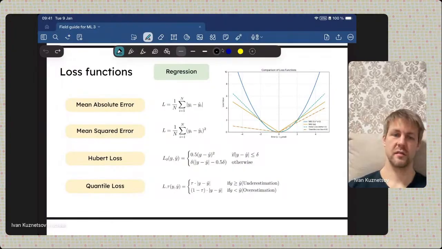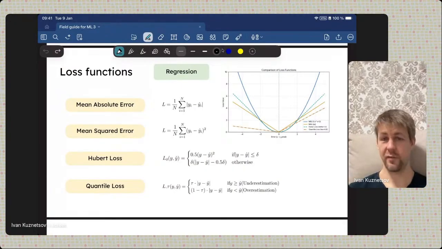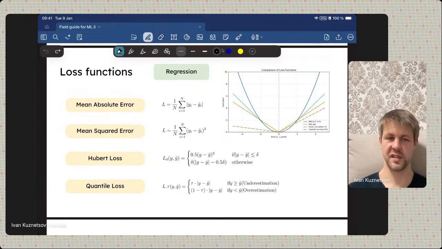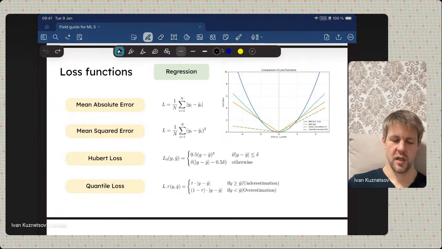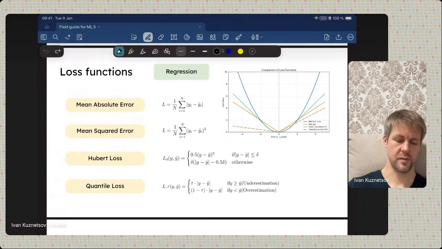I will share with you a short video on the next part that is related to machine learning system design. As you probably have already guessed from my screen, we will be discussing loss functions. We will be touching upon regression, then classification, and then finally ranking losses.